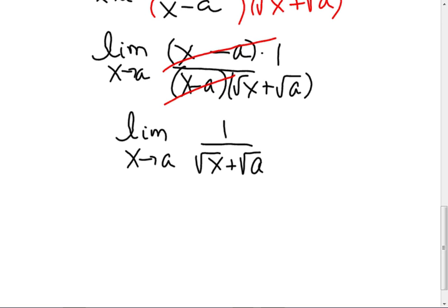Now for the calculus, what do you do next, Sarah? You substitute that in, and you get 1 over. Now if you can't simplify that, that's okay, just leave it. Because if you simplify it wrong, I got to mark it wrong. What is that?